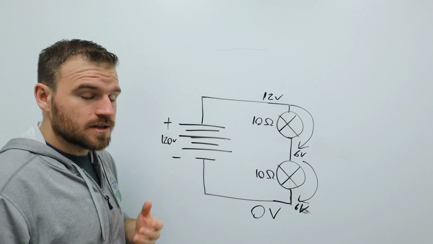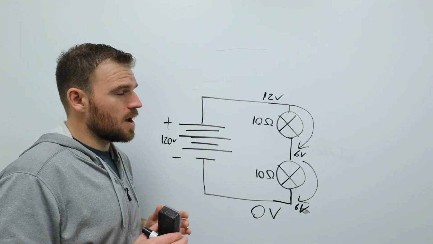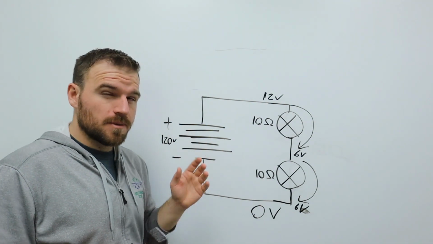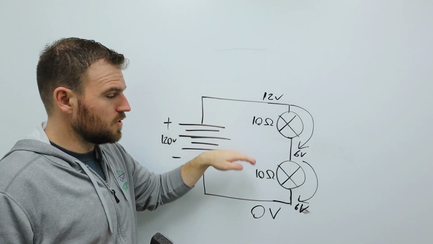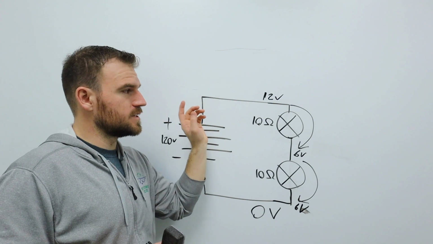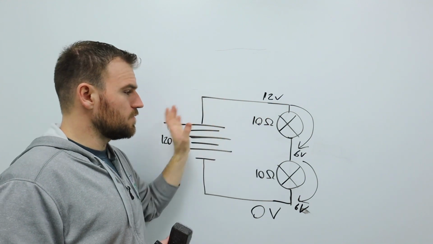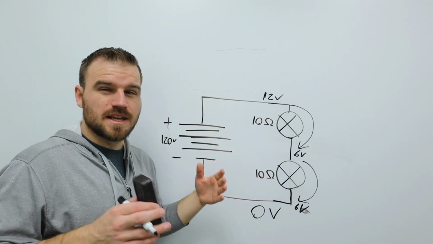So if you guys got any questions on this, please let me know. This is a little bit more of a complicated topic. It's a little bit hard to think through, but just know that if you had two lights or two resistors in a circuit, that inputted voltage will be divided across both of those evenly.